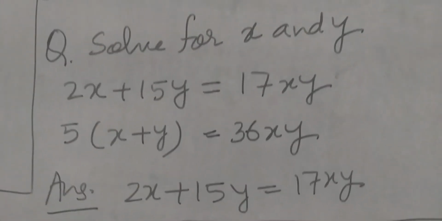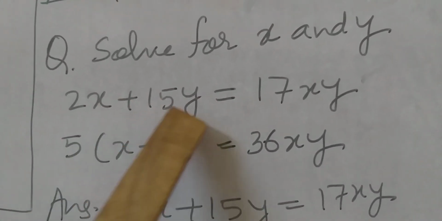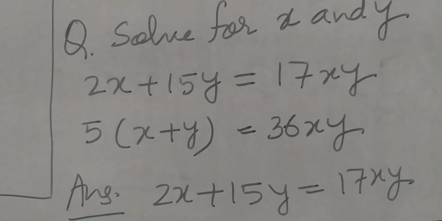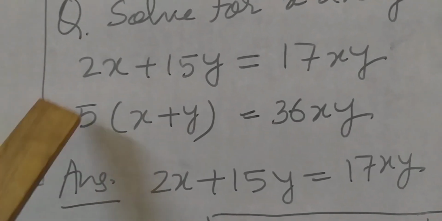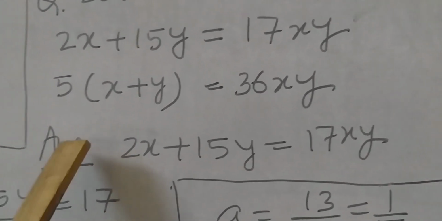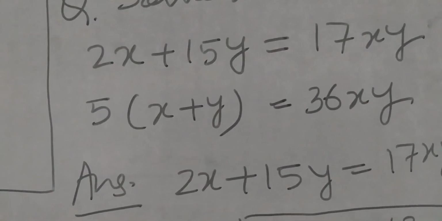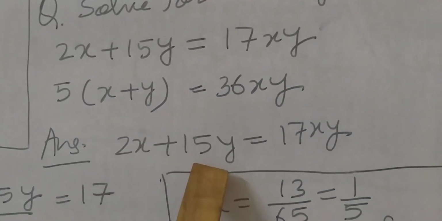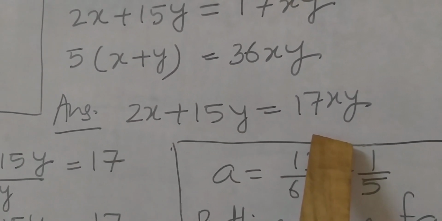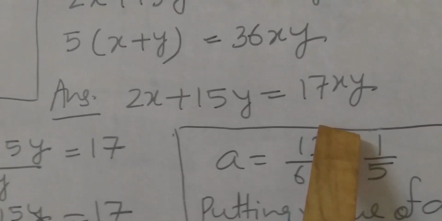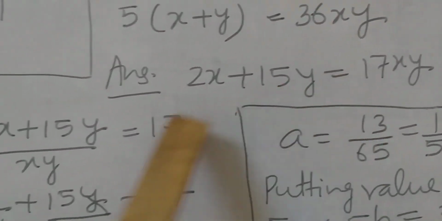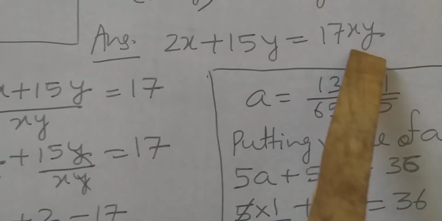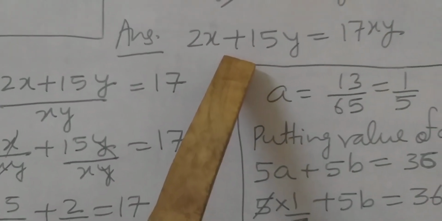So students, these are not proper linear equations in two variables. Let us change them into the proper form of linear equation in two variables: ax plus by plus c equal to 0 or ax plus by equal to c. So I am going to take the first one, 2x plus 15y equal to 17xy. We can write this equation by this method: 2x plus 15y upon xy equal to 17. This xy will come in the denominator.